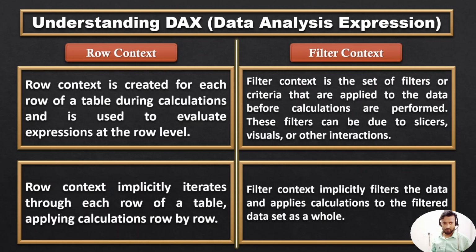I think you are very clear about DAX functions, what is a calculated column, what is a calculated table, what are measures, what is implicit and what is explicit. I have also shown you by live demonstrations what is row context and what is filter context. Let's understand this with one more thing. Row context is created for each row of the table during calculations, and it is used to evaluate expressions at the row level. But filter context is a set of filters or criteria that are applied to the data before calculations are performed. These filters can be due to slicers, visuals, or any interactions.